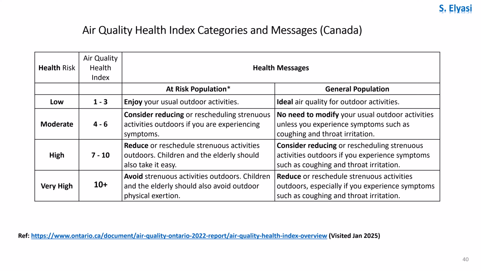These categories help you to easily and quickly identify your level of risk: 1 to 3 as low health risk, 4 to 6 as moderate health risk, 7 to 10 as high health risk, and 10 plus as very high health risk. Health messages are customized to each category for both the general population and the at-risk population. The AQHI is designed to give you this information in one place, along with some suggestions on how you might adjust your activity levels depending on your individual health risk from air pollution.